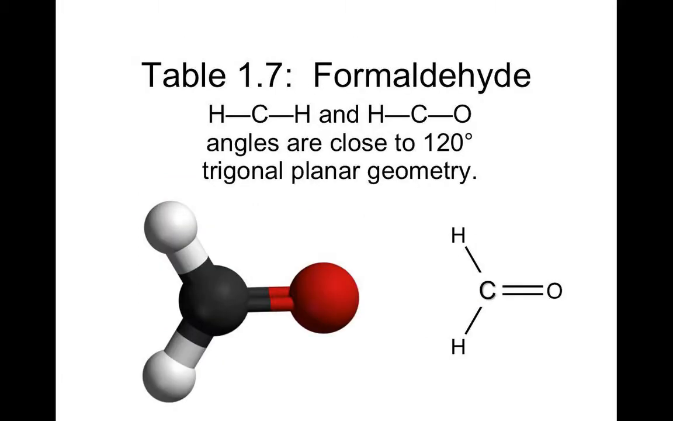Formaldehyde, which contains three atoms around the central carbon atom, has trigonal planar geometry given that all orbitals repel each other with roughly the same force. Here notice that we've drawn the Lewis structure on the bottom right to be consistent with the trigonal planar geometry of the molecular model shown on the left.